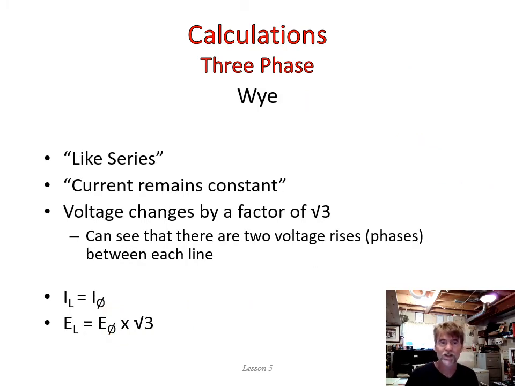So a Y connection we can say is like series. Okay, so what do we know is constant in a series circuit? It's the current. So let me draw my Y connection. So here's a coil. And then we have a coil here. And then we have a coil here. And again, I haven't drawn the Y like a Y. I've put it on its side so that we can come off of this point.